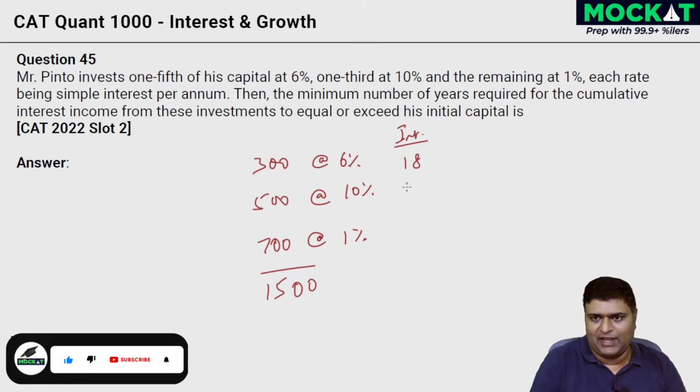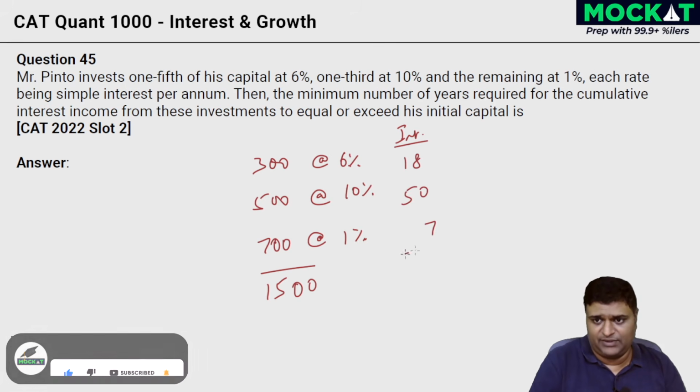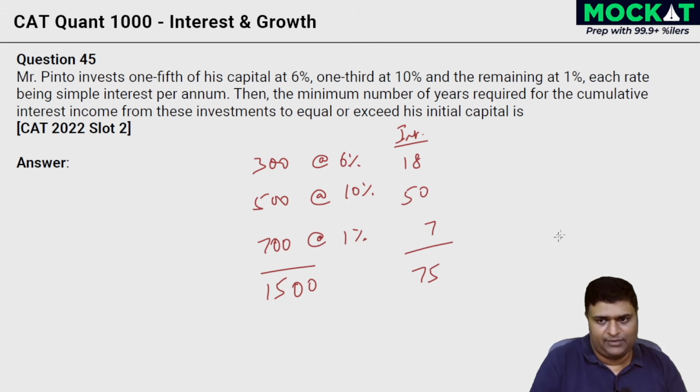Right? If you take friendly values, the calculation is quite simple. Right? 50 and 1% of this is 7. You add this up and you get a 75. 75 is what we are going to make each year because it's simple interest, right? There's no interest on interest.